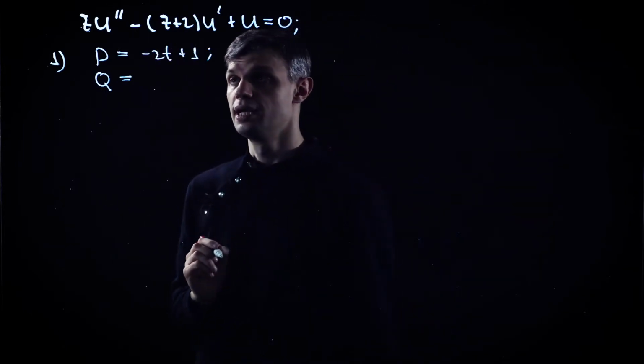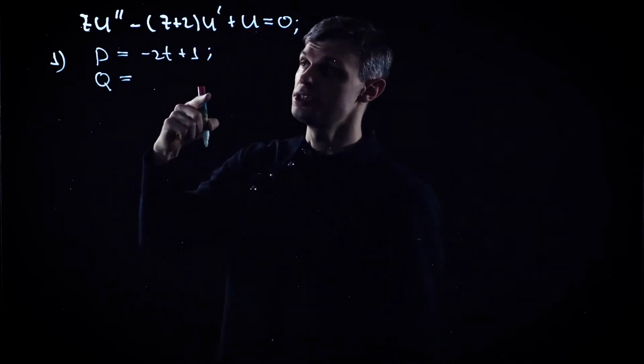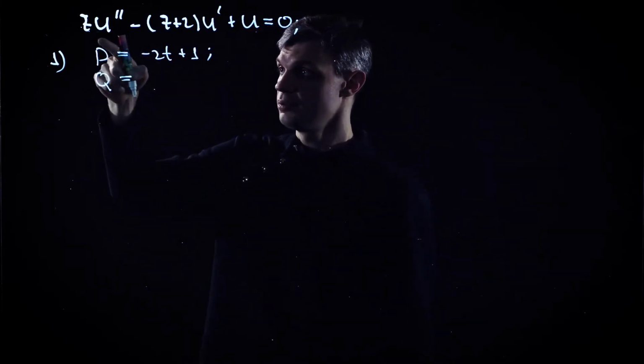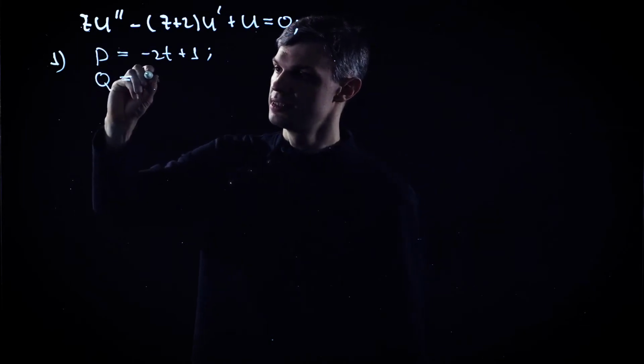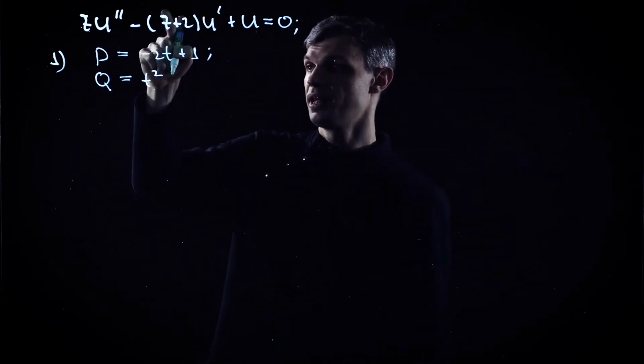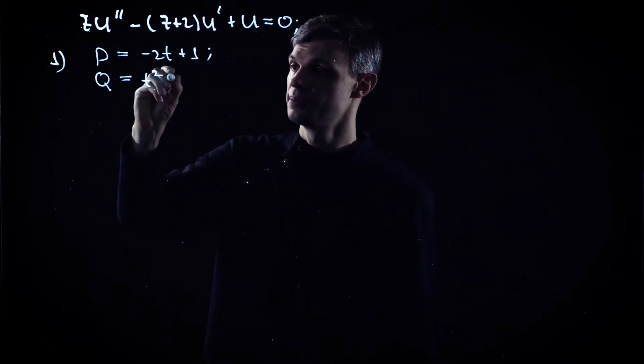Now the Q polynomial. It is composed of the coefficients which contain z. So this one, which is 1, gives t squared, plus this one. This coefficient is -1, so it's -t.